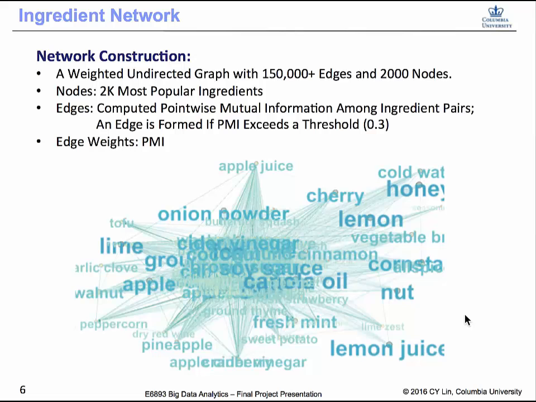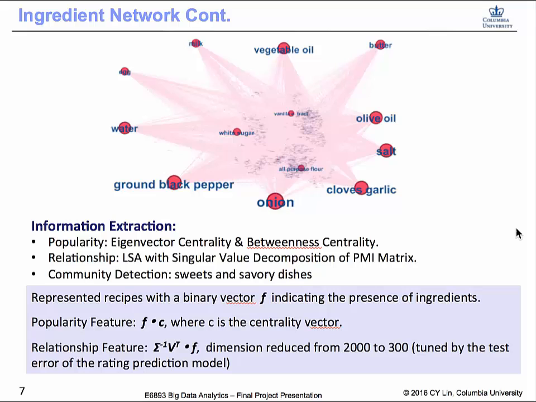And we also weight the edges by their PMI values. The next step is the network feature extraction. So first of all, we extracted the centrality features from the network. We did eigenvector centrality and betweenness centrality, which represent the popularity of each ingredient.